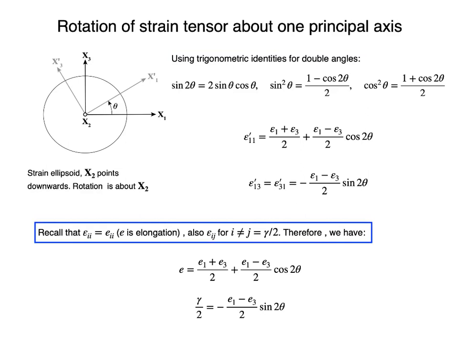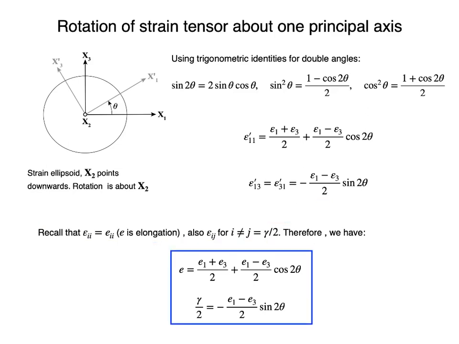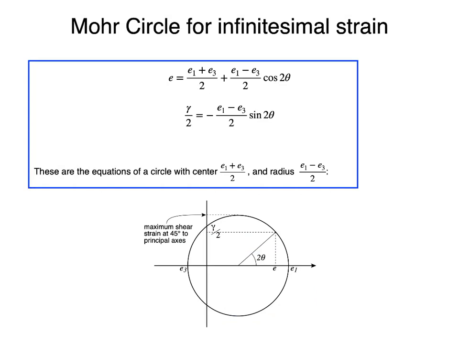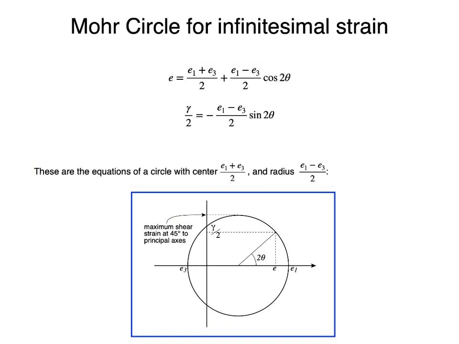Now, recall that the diagonal components of the infinitesimal strain tensor are elongations, and the non-diagonal terms are half the shear strain. Therefore, we have these equations, which are the equations of a circle with center, E1 plus E3, divided by 2, and radius, E1 minus E3, divided by 2. This circle is the Mohr circle for infinitesimal strain, and it allows us to estimate the elongation and shear strain of a line making an angle theta with respect to epsilon1.